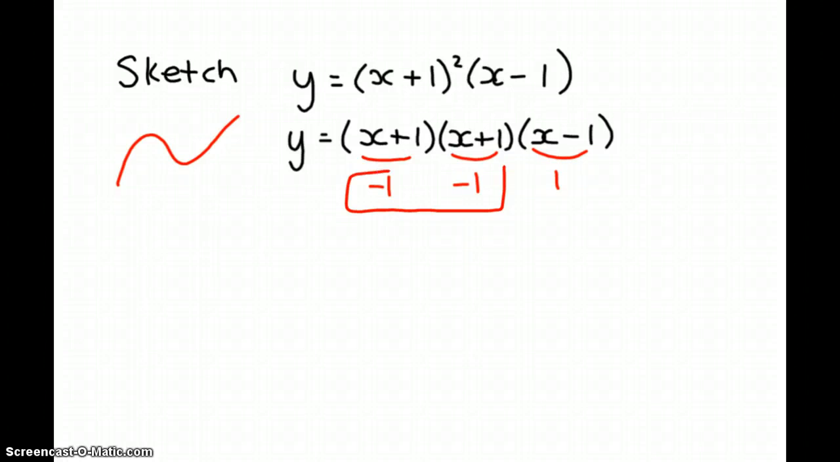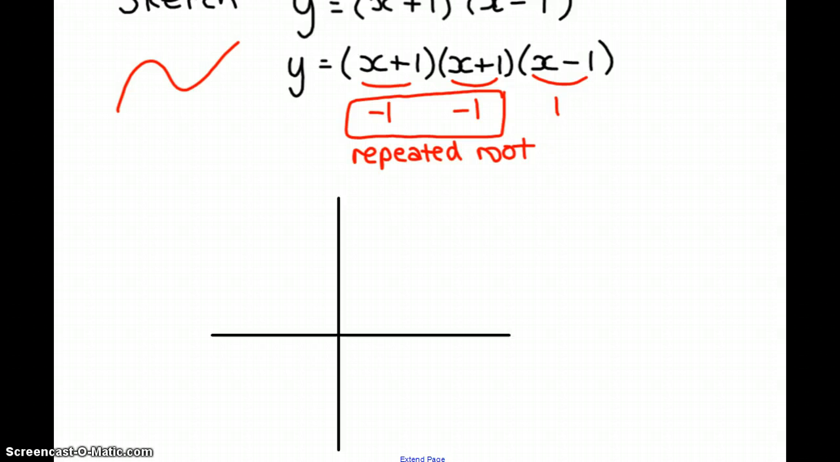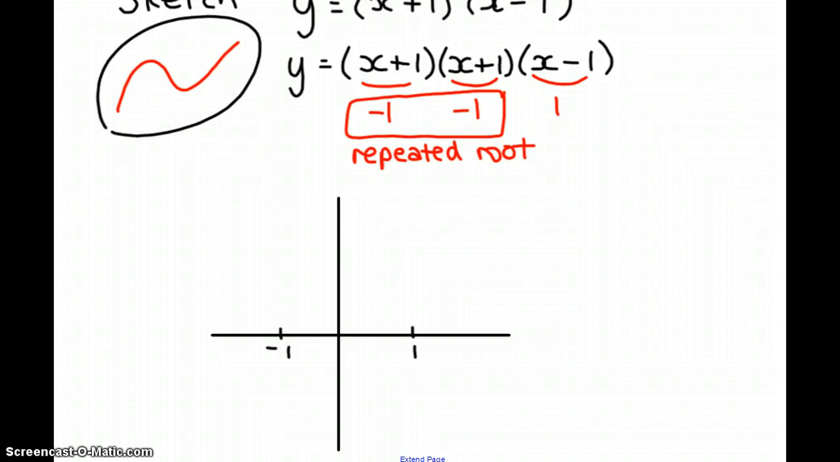And you'll see here we get the same answer twice, and that's called a repeated root. So the same root happens twice. And what that does to your graph is that it means it doesn't cross at that point, it just touches the axes at that point. So for this graph, it's going to touch the axes at minus 1, but it's going to cross at 1. So if we think about our shape, it's going to go up, just touch at minus 1, go back down, and cross through at 1.